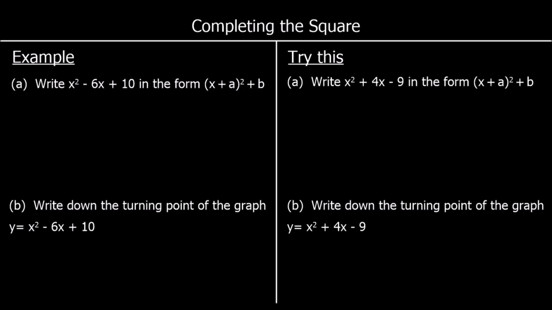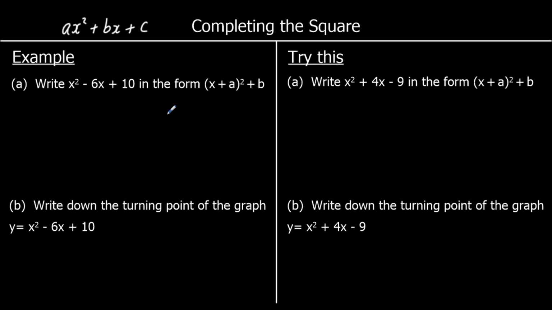Completing the square. Completing the square is a way of rewriting a quadratic. So a quadratic is something in the form ax squared plus bx plus c. So we're going to rewrite a quadratic in a different form, which makes it easy to find the turning point of a graph, or we could also use it to solve the quadratic.